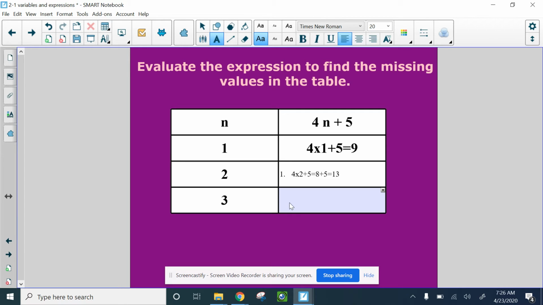If I have 4n plus 5 and n equals 3, again, that means I would do 4 times 3 plus 5. 4 times 3 is 12. 12 plus 5 equals 17 again. So that's how I would evaluate.